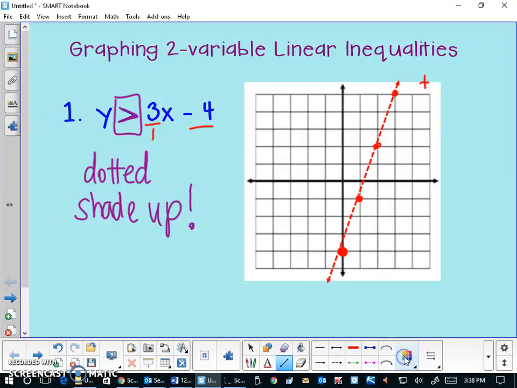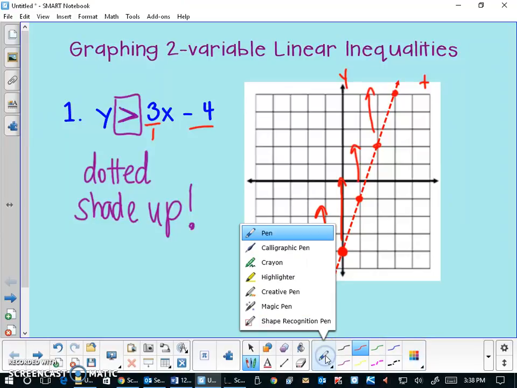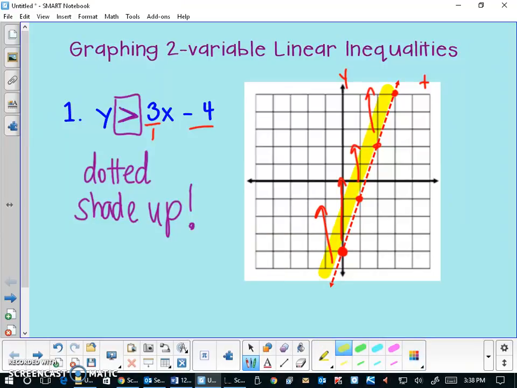Close. A dotted line through here. Okay, so it's dotted and we shade up. So I'm going to shade up the y-axis. If I shade up, I'm shading this way, so it's everything above this line. You might do arrows, or maybe you shade in lightly everything above it. So here are all your solutions.